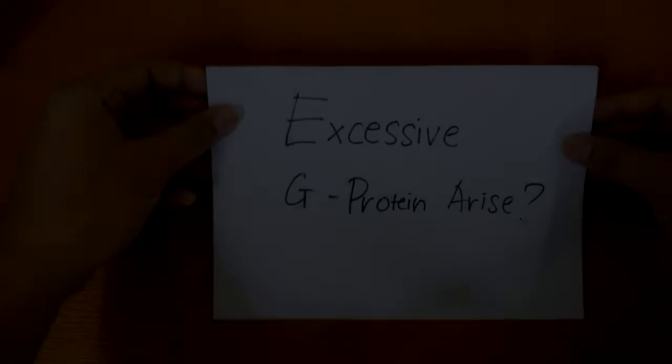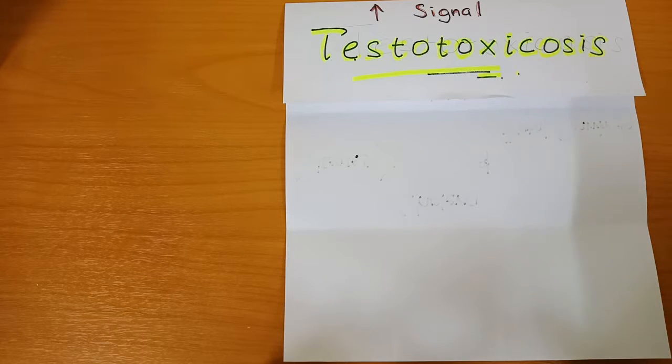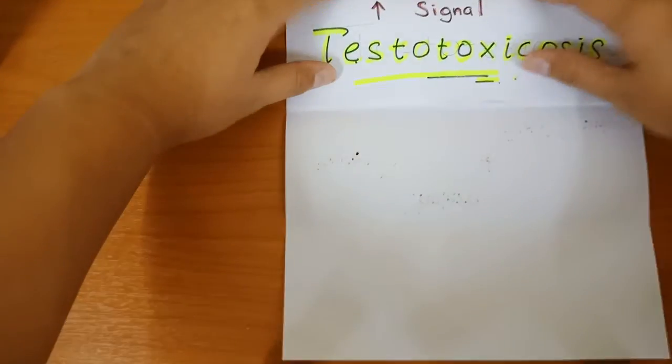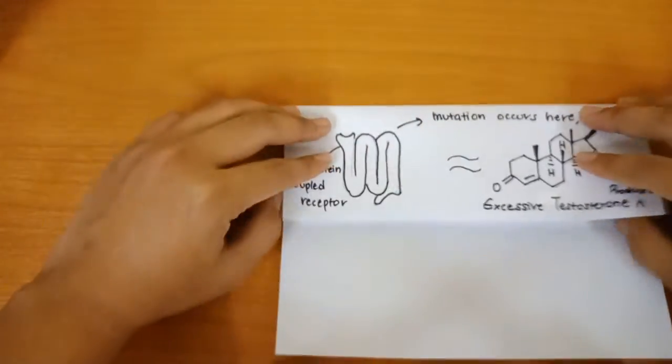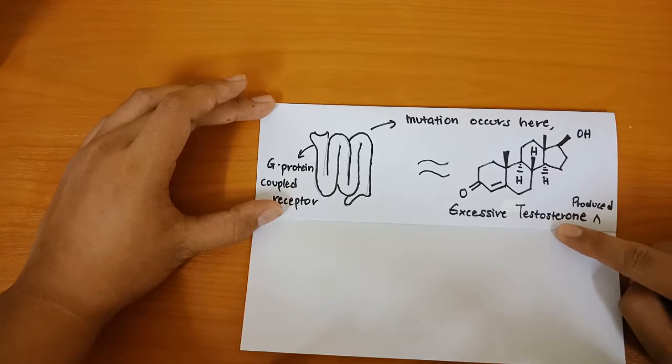What happens when excessive G protein arises? Excessive G protein signal can arise through either increased signal initiation or defective signal termination. Increased signal initiation occurs in testotoxicosis, where a mutation in the receptor for luteinizing hormone can overstimulate G proteins, resulting in excessive production of testosterone.